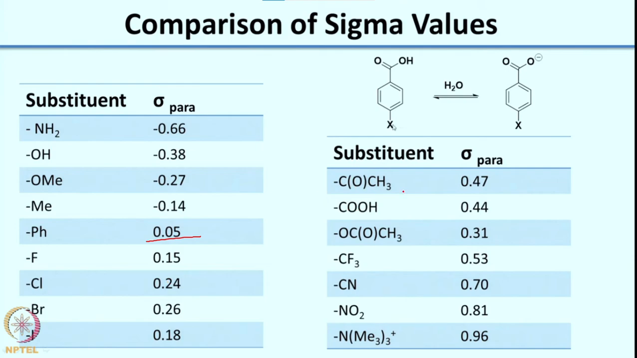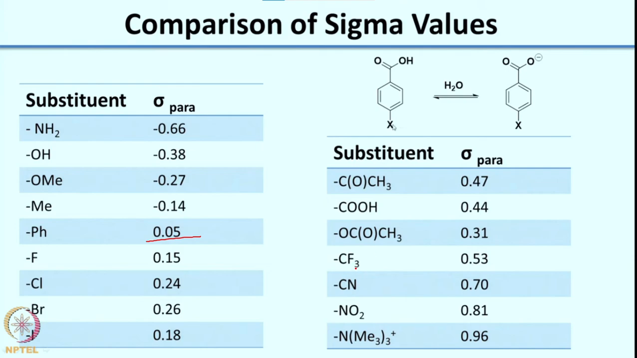Now let's talk about the other substituents. Here we have COCH3. Because it's more electron withdrawing compared to the acidic group, the carboxylic acid group, it will give a 0.47 sigma value. And here you can see OCOCH3, the carbonate, is less electron withdrawing compared to the acidic group. That's why it's giving a 0.31 sigma value. And similarly you can compare the other values also.